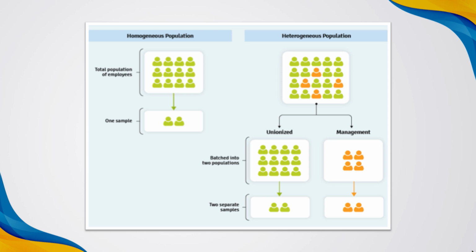If you look at this figure, we have a homogeneous population and a heterogeneous population. How can we collect the sample from a homogeneous population and a heterogeneous population? We can see now. Suppose we have a homogeneous population, we can select one sample. Suppose we have a heterogeneous population, we can select two samples, one sample from unionized and another sample from management. So, finally, we have two separate samples from the heterogeneous population.